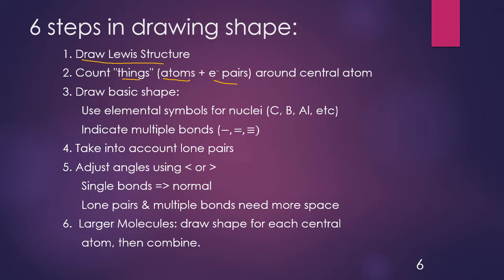You want to next draw the basic shape using the element symbols and make sure to indicate if it's a single bond, double bond, or triple bond using 1, 2, or 3 lines. You always want to take into account lone pairs and then adjust angles accordingly.